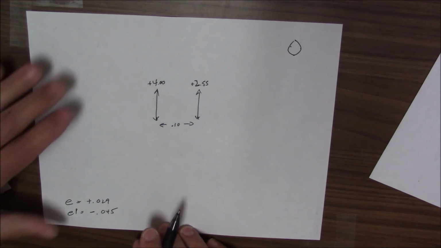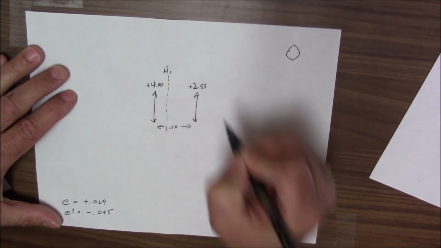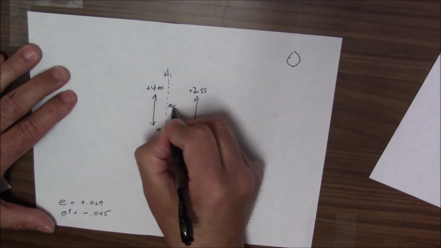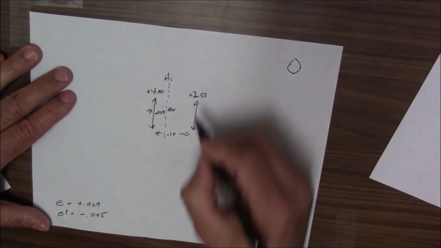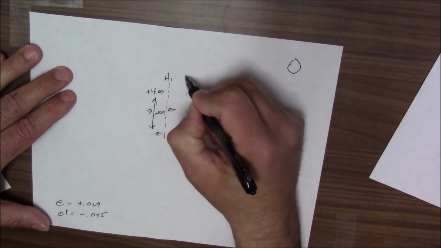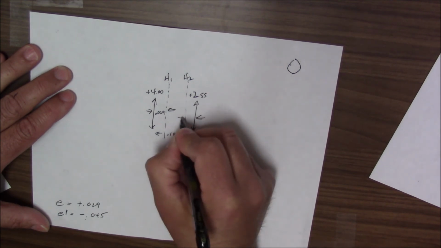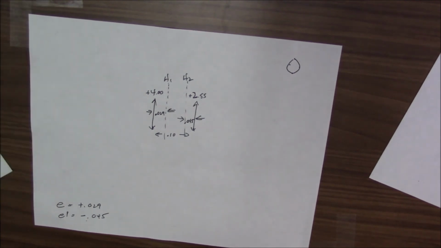Which means that our primary Gaussian surface, or our H1 plane, is going to be on this side, +0.029. So the distance between here and here is going to be 0.029, all right? Our H2, which is going to be over here, that is going to be to the left, right? That's where the minus came from. So the distance between here and here is going to be 0.045.